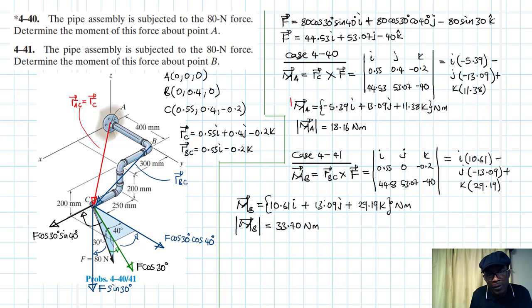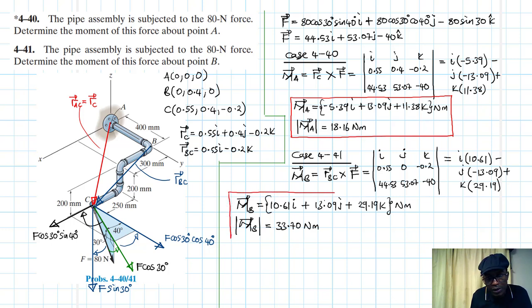Alright, let's outline the final solutions. We have the summation of moments about point A. There we go. Okay, and then we have the summation of moments about point B. There we go.